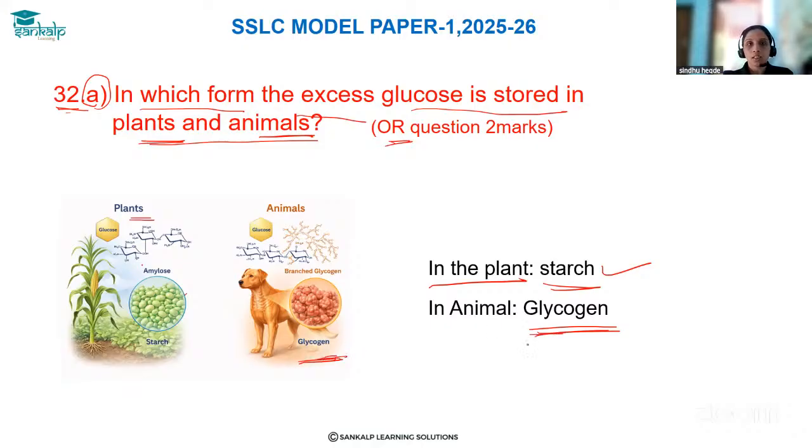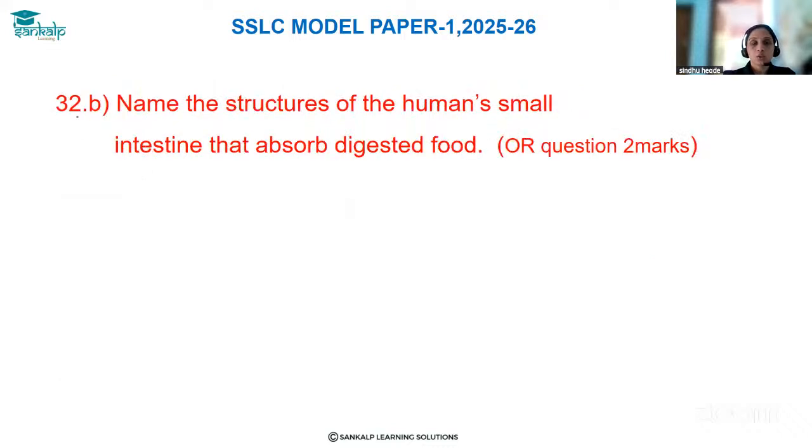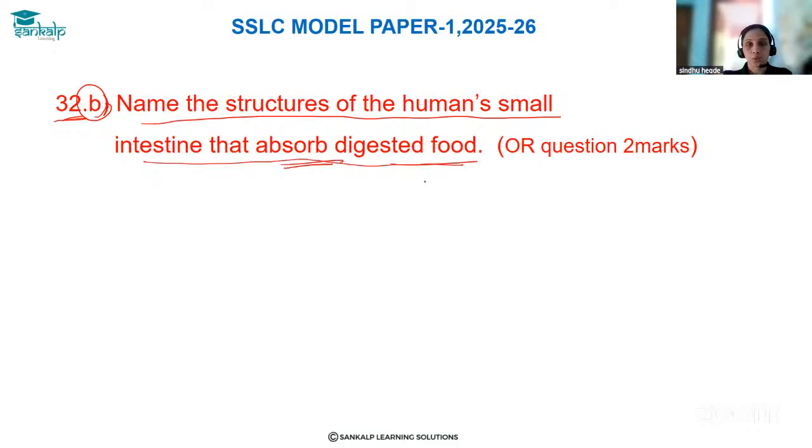So here the answer is, the excess glucose stored in plants is starch, and the excess glucose stored in animals is in the form of glycogen. Then question number 32 in that B: name the structure of the human small intestine that absorbs digested food. So here the question is, which structure of the human small intestine helps to absorb the digested food.